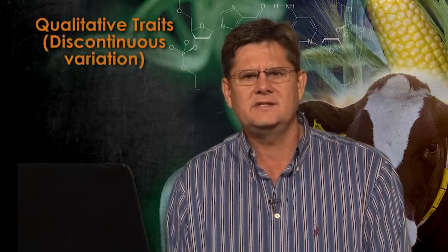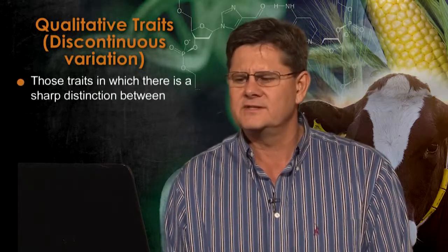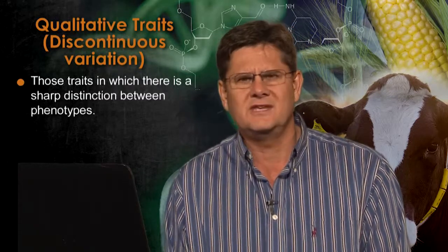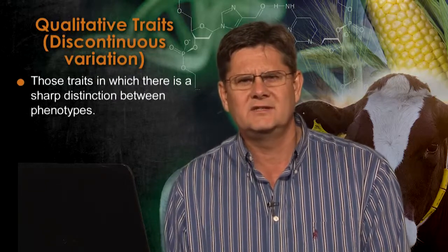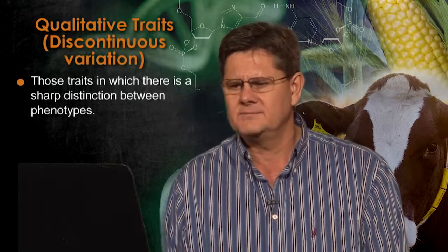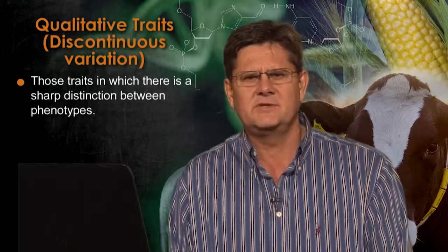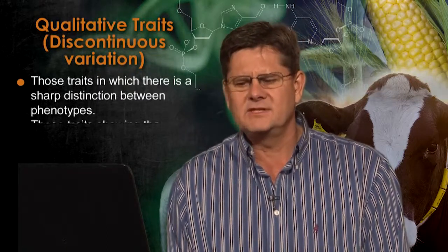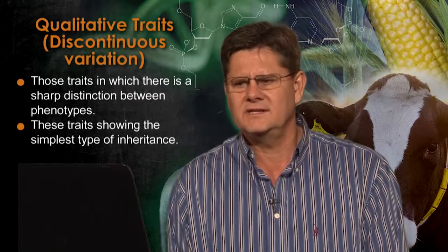Variation also influences our traits. We find qualitative traits and quantitative traits. Qualitative traits are those things that you can see. They show a sharp distinction between the phenotypes. It's the yes or no trait: you have it or you don't. A cow either has horns or it doesn't have horns. That's how we can easily distinguish them. It's the simplest type of inheritance.